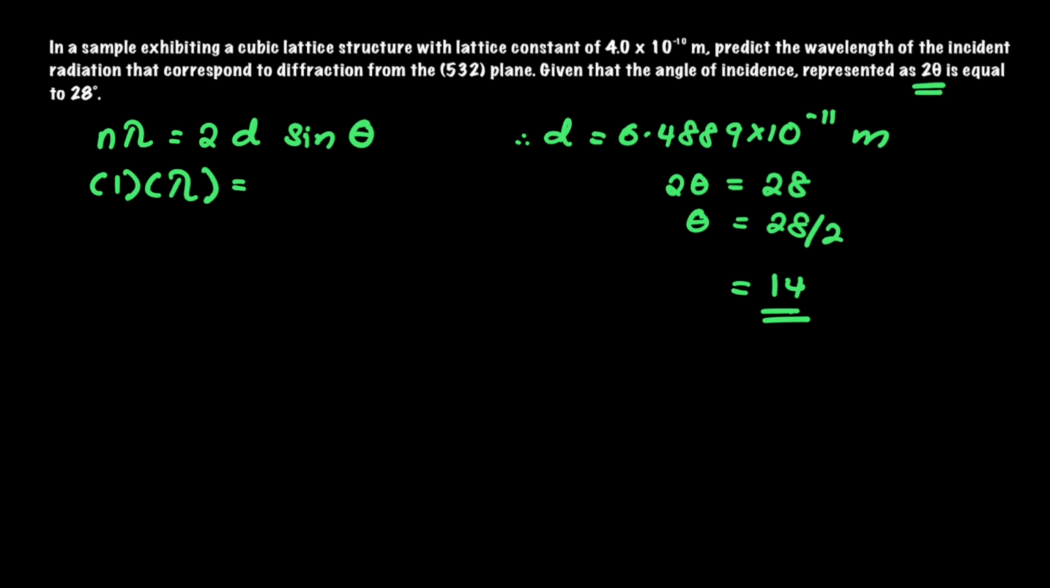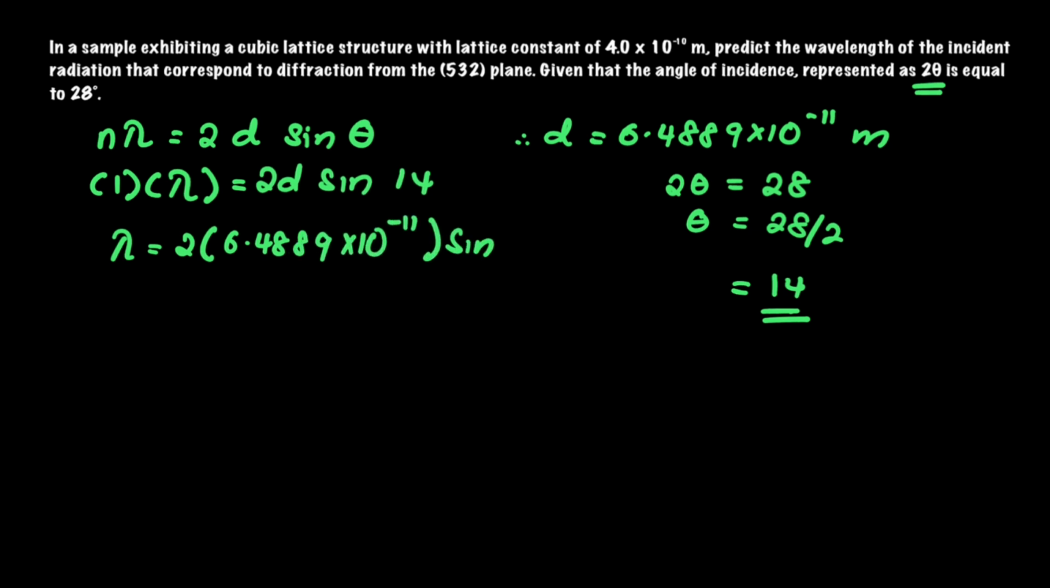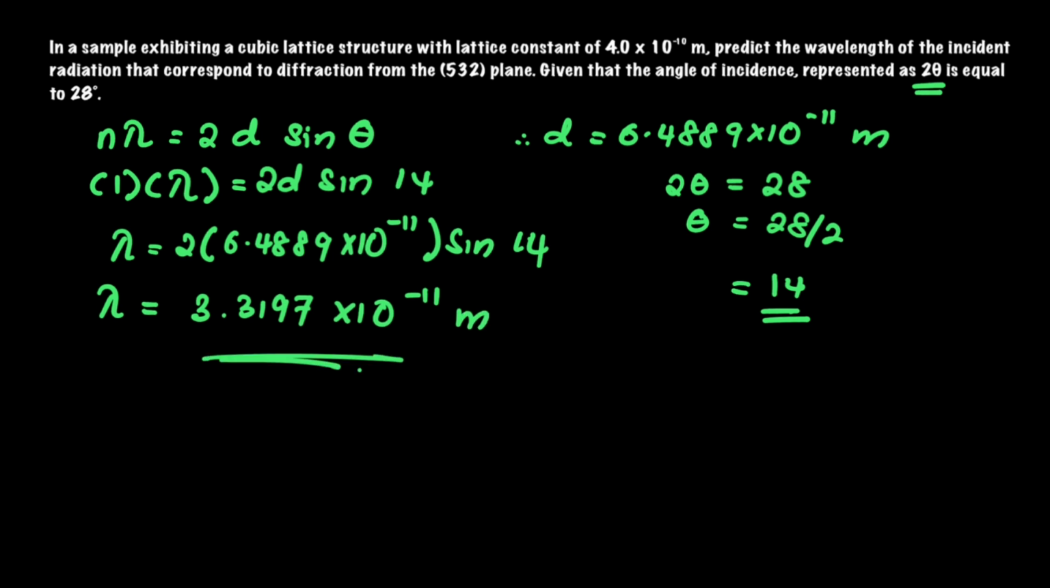Alright, so now we are just going to finish up this part. So 2d sine theta, where your theta is 14. Therefore, you will get your lambda is equivalent to 2 times d, so your d is 6.4889 times 10 to the power of negative 11, times sine 14. So you will get your lambda is equivalent to 3.3197 times 10 to the power of negative 11 meter. So this is the final answer for this question.